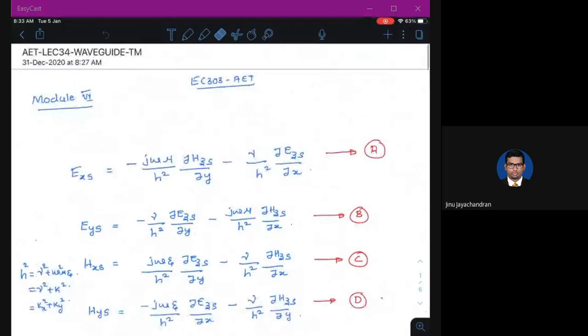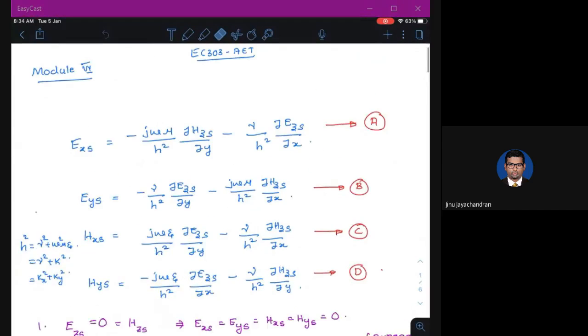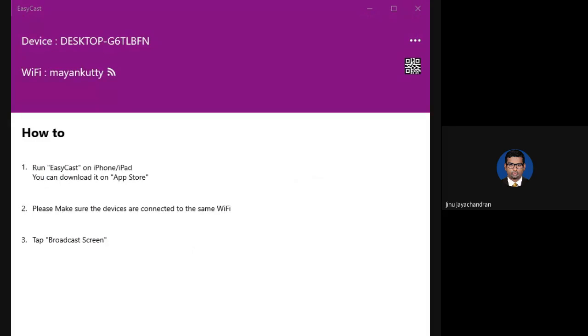the waveguides, and we have found a general expression for, sorry, just a second.